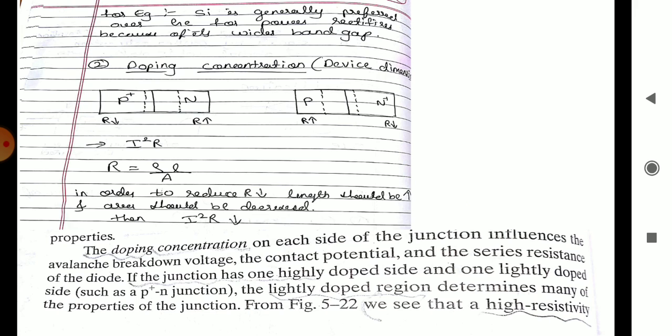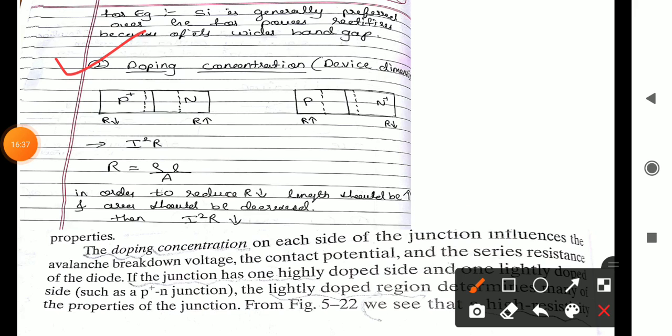The next one is doping concentration. The second factor which affects the rectification process is doping concentration. We call this a device dimension also. You will get to understand why we call this a device dimension. Here one figure is shown, that is a P and N junction, and here also one P and N junction is shown.